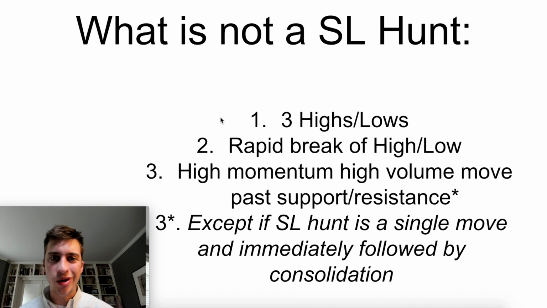Like I had said in the first 3 videos, when you see a stop loss hunt, it's typically very violent and quick, and then you get an immediate reaction back in the trading range. If you do not see an immediate reaction back in the trading range, then one of these might occur where you get the 3 highs, the 3 lows being created, rapid breaks, or the worst, if you're trapped in a position, definitely the worst, high momentum, high volume, past support or resistance if you went short.